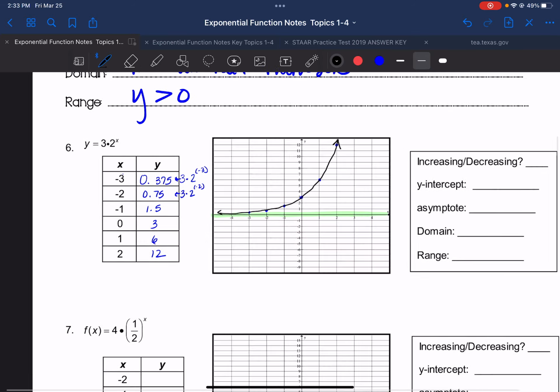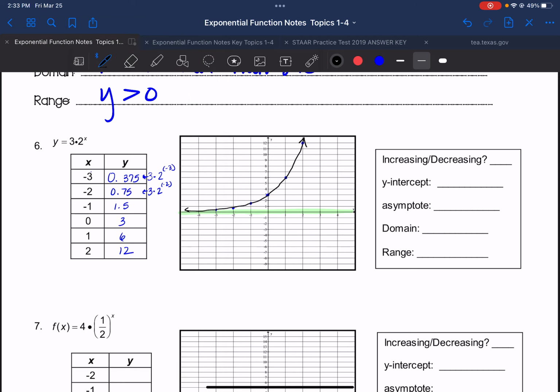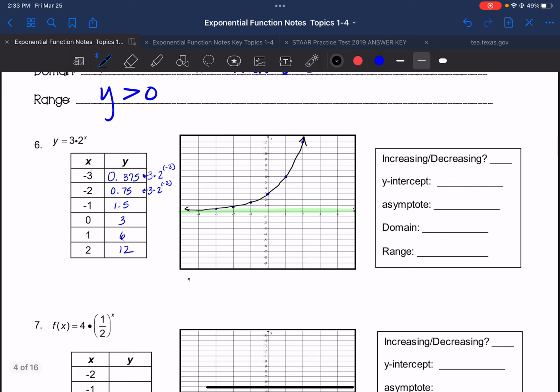So now I have my exponential table with a few values. I graphed it. Now let's figure out if it's increasing or decreasing. Here's how we figure that out. If I start here, and as my x values increase, do my y values increase? Do my y values get higher? If they do, then that's an increasing graph. But as my x values increase, if my y values decrease, then that's a decreasing graph. So as I'm going from left to right, my y values are starting to go up. So that means this is an increasing graph.